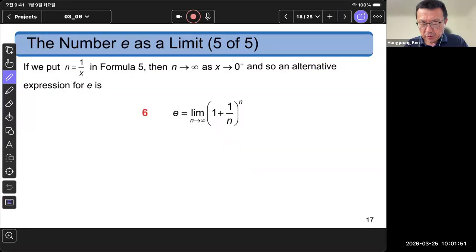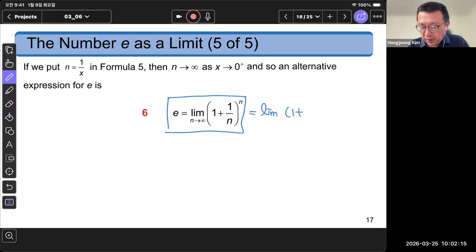And sometimes this 1 over x is replaced by n for simplicity, and we get this expression. If x goes to 0, then 1 over x will go to infinity, so n will go to infinity. So that is the same as the limit of (1 plus x) to the 1 over x as x approaches 0. Okay, so that is the same as this formula 6, and that formula will be quite useful in many fields.